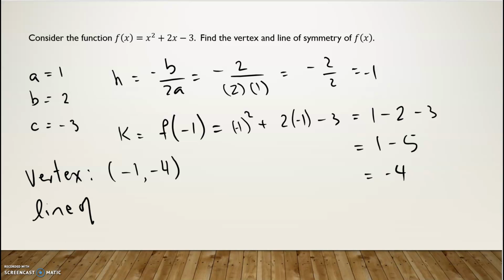And then our line of symmetry is going to be x is equal to whatever h is, which is negative 1. Now if we are just looking at the function, should the function open upwards or should it open downwards? Well, looking at the number right in front of x squared, that is a positive 1, so it should be opening upwards, which means our vertex should be a minimum.